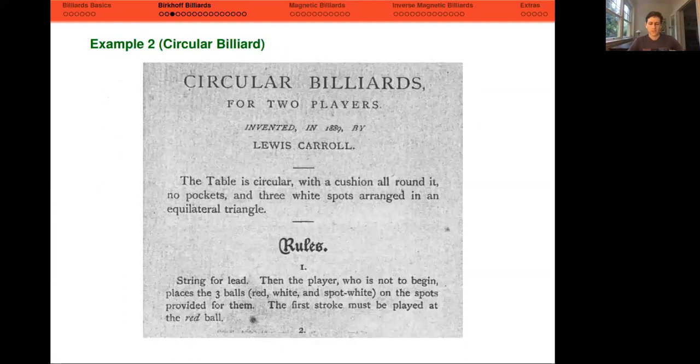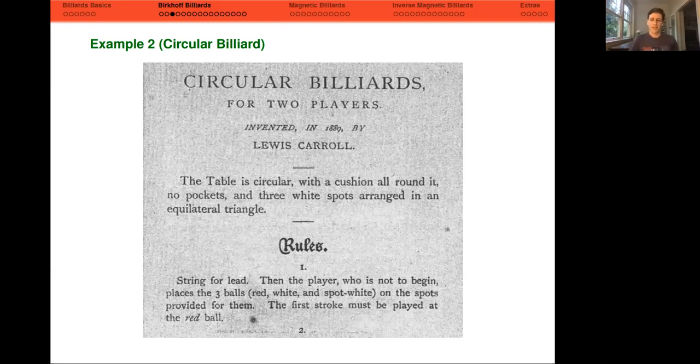But we want to then discover what billiards looks like in a couple of basic examples. The first is billiards inside of a circle. So the circular billiard was at some level first invented by Lewis Carroll of Alice in Wonderland fame in 1889. He created some rules for a circular billiard game. You can see here there's rule 1, but there are still rules 2, 3, and 4 that didn't quite fit on the screen.